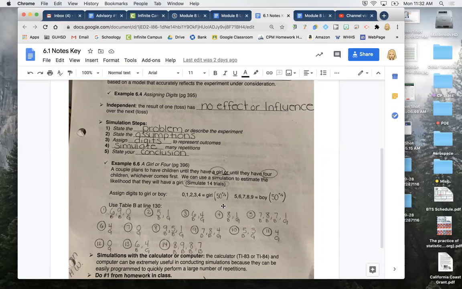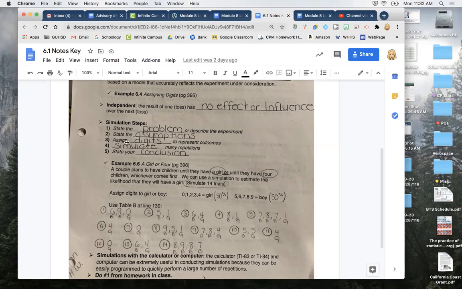I am going to state my assumptions numerically by saying, okay, my girl happens 50% of the time, my boy happens 50% of the time when having children. Those are my assumptions. I have to assume that that is true. If you know anything about nature, boys are slightly more prevalent than girls. So that's why it's important to say, okay, I'm making the assumption in this case that it's a 50-50 chance.